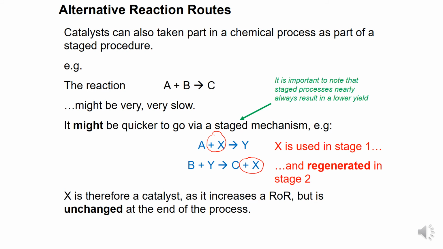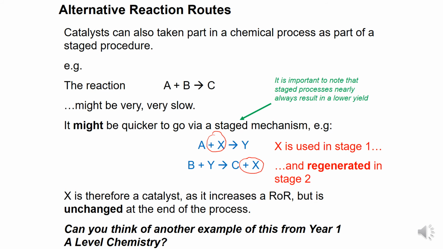So platinum mesh in a catalytic converter doesn't actually react and wear away. It is the same at the end as it is at the beginning. And X in this case is a catalyst because it is used but regenerated. It remains unchanged chemically at the end. Can you think of any other examples of this from Year 1 A-level chemistry that you've looked at already? Have a think.